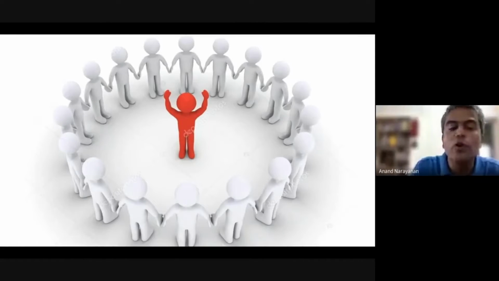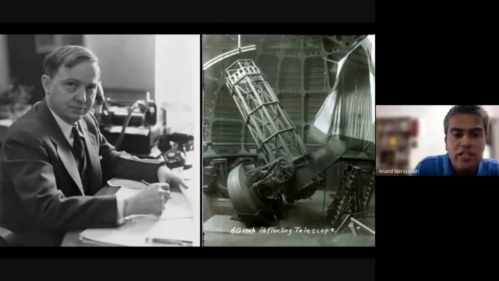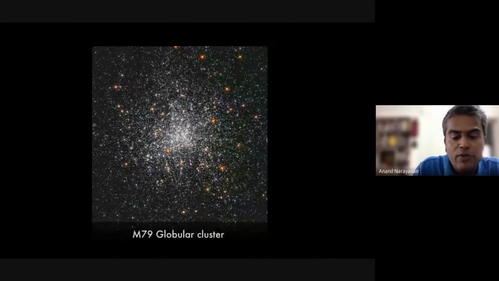To know more about this, we have to go back to the year 1914. In this picture, this is a very famous astronomer who lived during the early part of the 20th century. His name is Harlow Shapley, and he was the head of the Harvard College Observatory. Shapley, back in 1914, started to study large groups of stars called globular clusters. So here is a picture of a globular cluster.